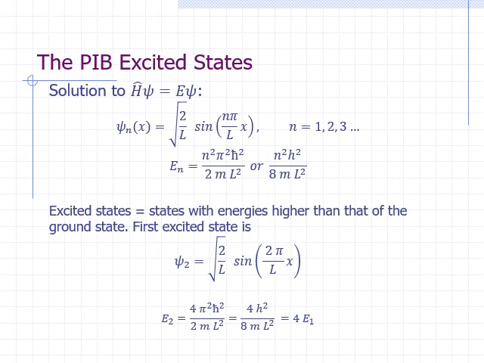For the first excited state, n equals 2. For the second excited state, n is equal to 3. For the third excited state, n is equal to 4. Therefore, the energy of the third excited state is 4 squared times E1, or 16 times the ground state energy.